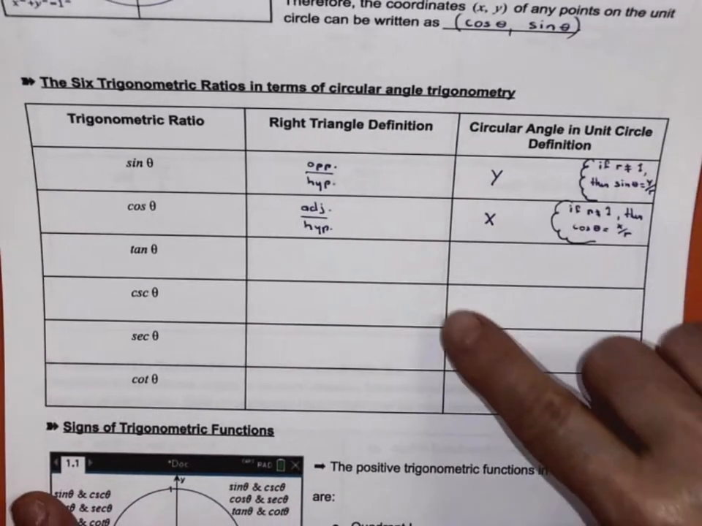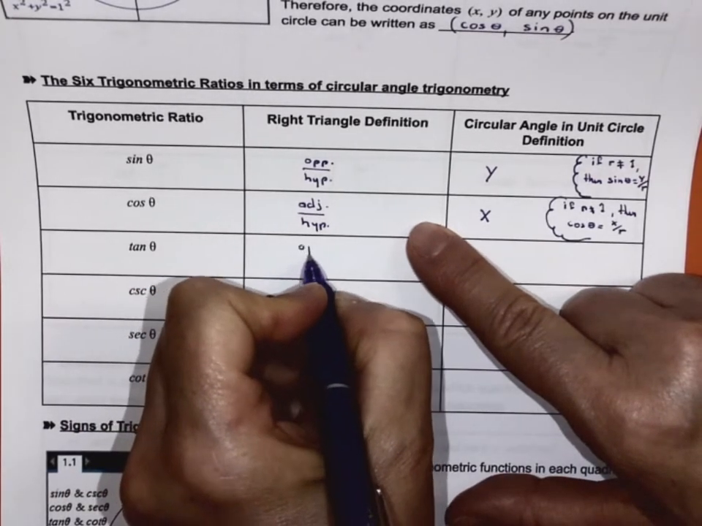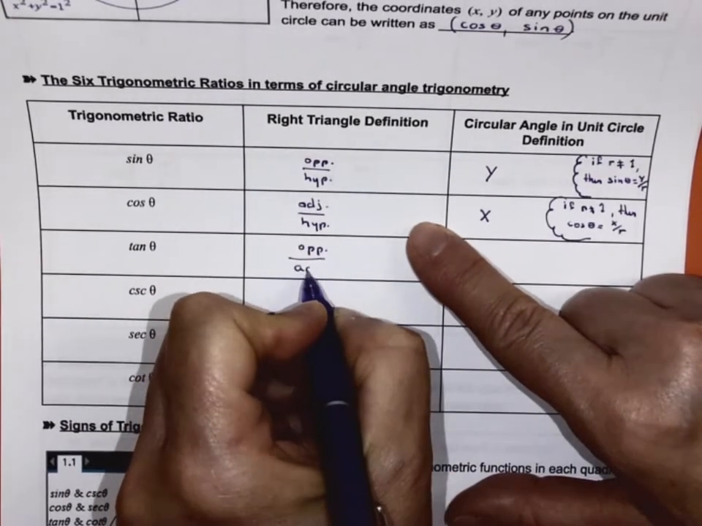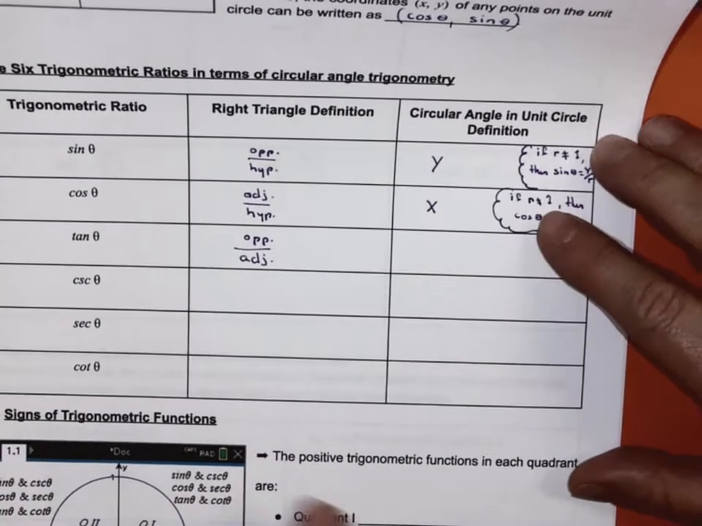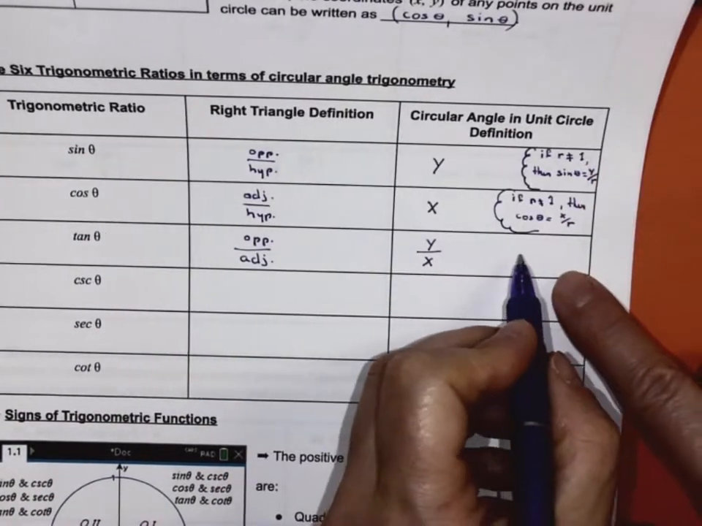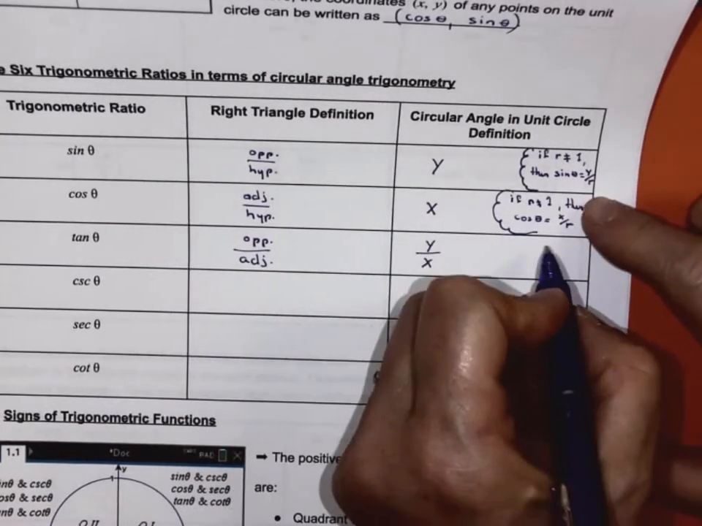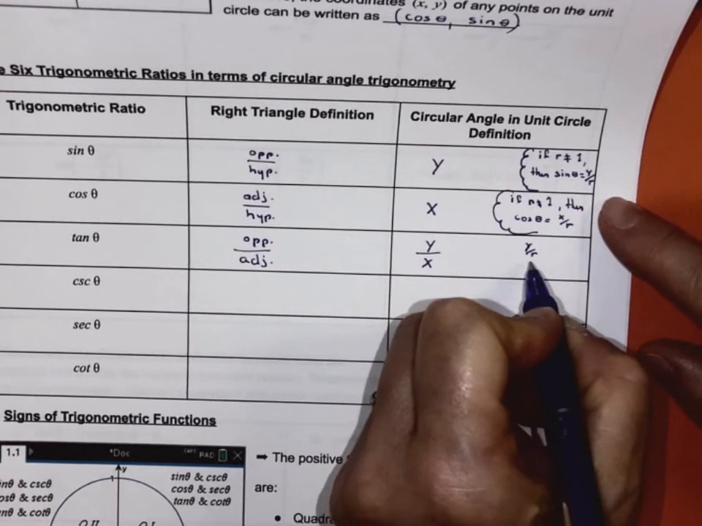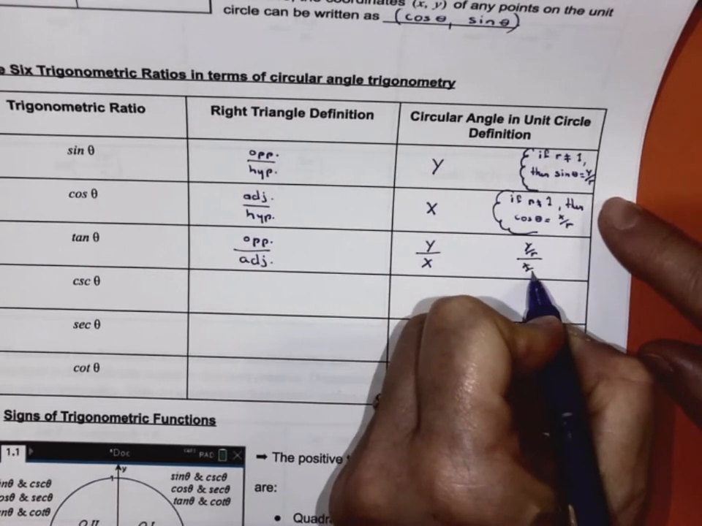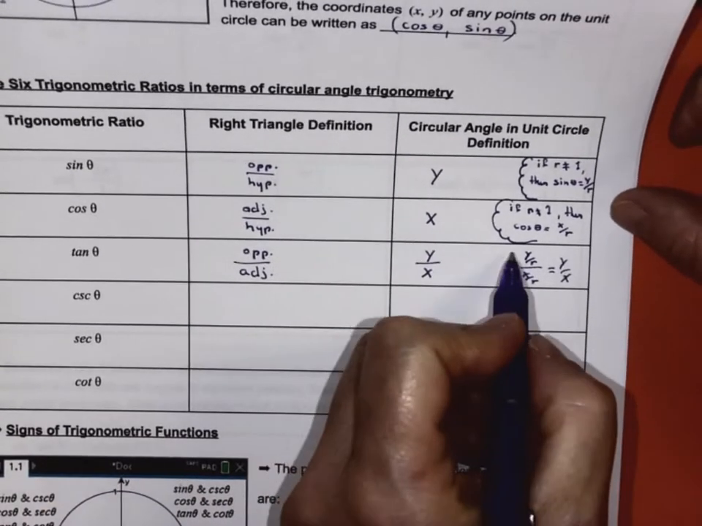Your tangent in the triangle used to be opposite over adjacent, which for us means y over x. And that will be the same no matter what the radius is. Because if you have a y over r divided by an x over r, those r's would cancel and it would end up being y over x anyway, right? So here it doesn't matter.